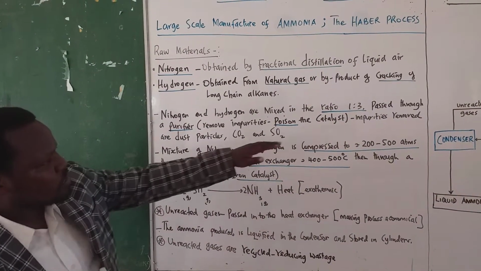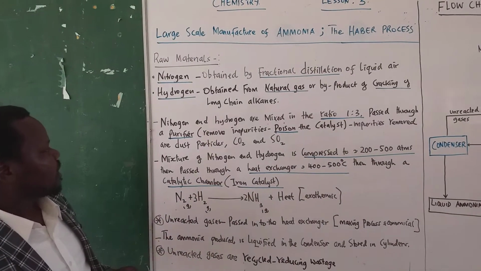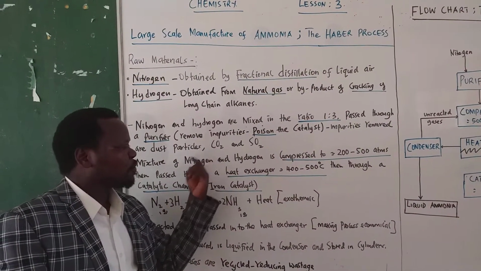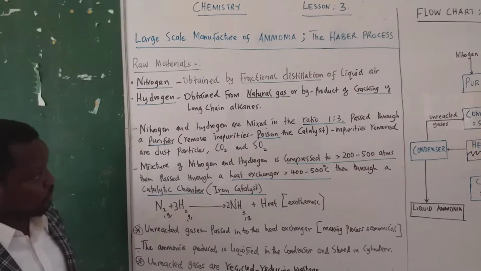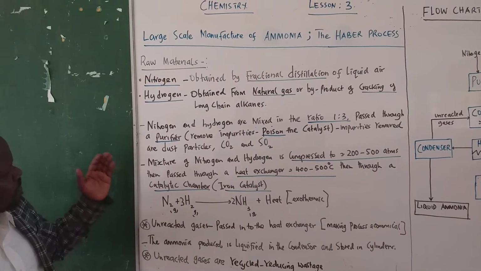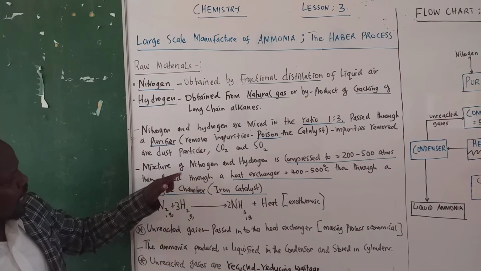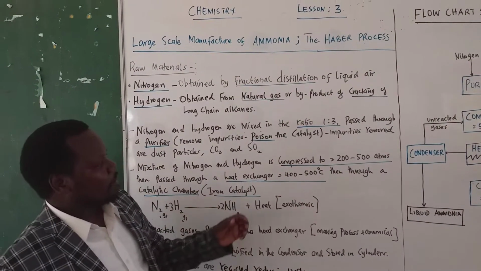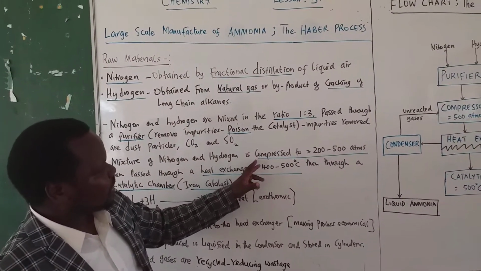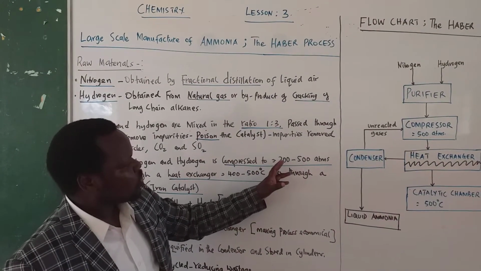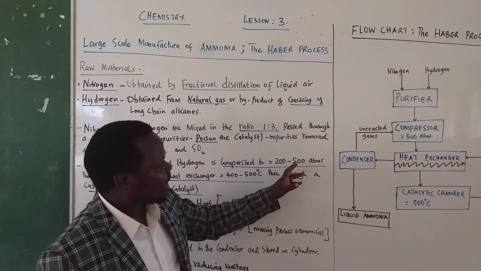Some of the impurities being removed comprise dust particles. You also have carbon dioxide and sulfur dioxide as some of the impurities removed in this process. The mixture of nitrogen and hydrogen, in the ratio 1 to 3, is then passed through a compressor. The compression is between 200 and about 500 atmospheres.